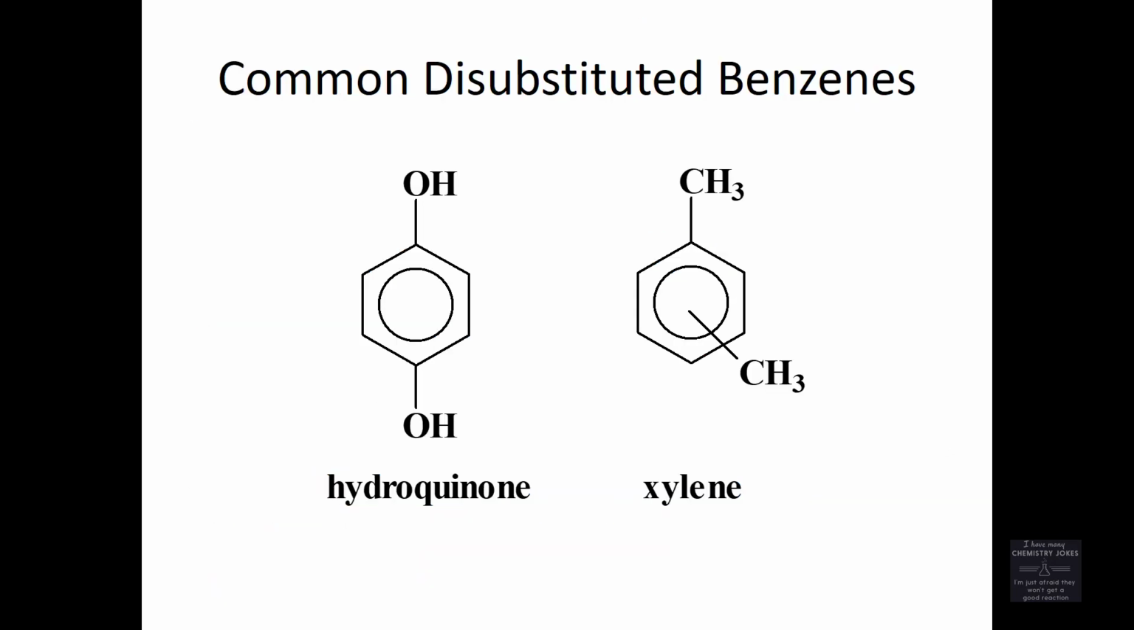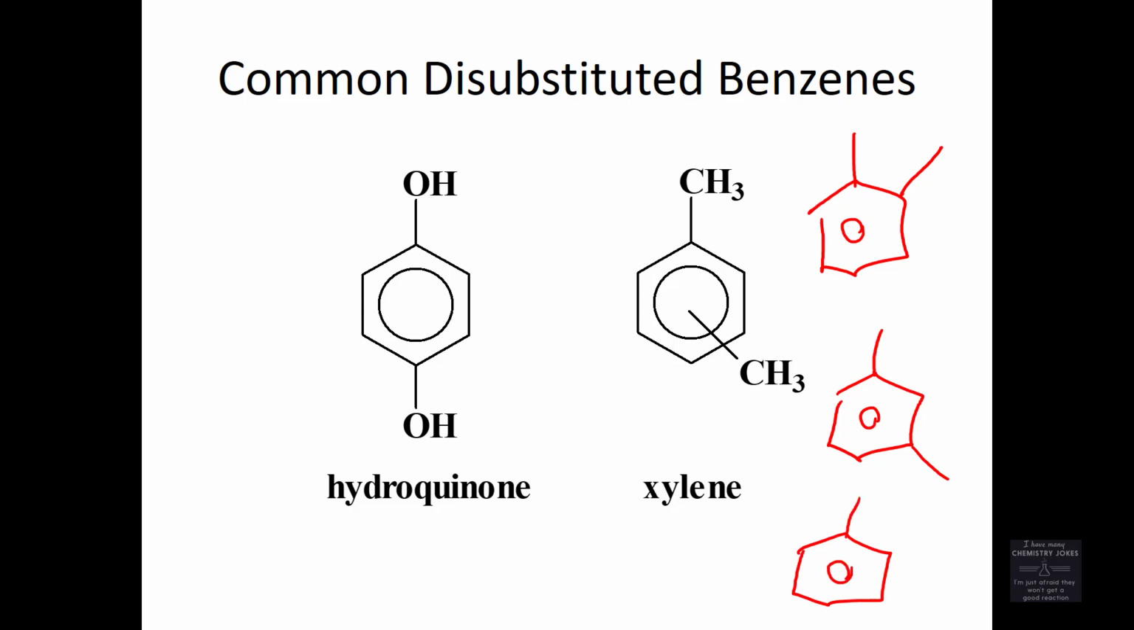Okay. A couple that have common names, hydroquinone, maybe you've heard a bit about it in the media lately, and xylene. What's the deal with this little methyl coming out of the middle of the ring? What that means is it does not specify whether this is this xylene or this xylene or this xylene. Those are all three xylene. It's just that the top is orthoxylene, the middle is metaxylene, and the bottom is paraxylene. This little thing coming out of the center just tells you xylene is representative of any benzene that has two methyls on it.